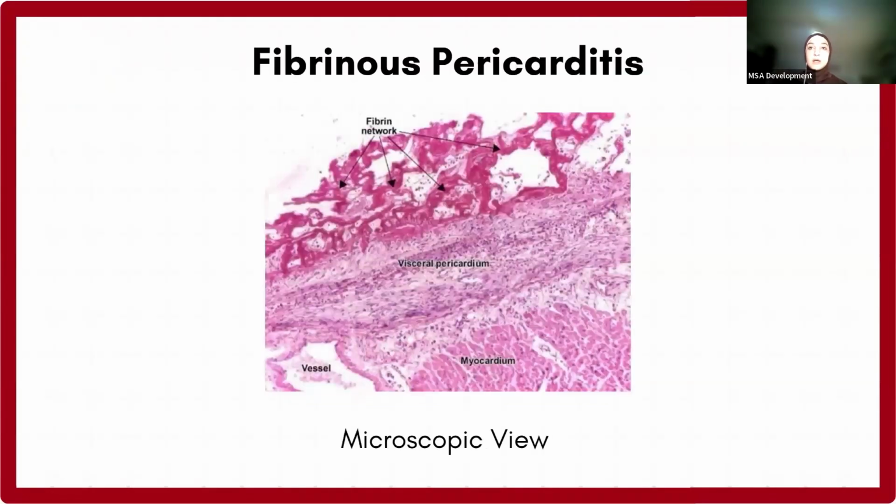In fibrinous pericarditis, under microscopic view, from its name, there's a lot of fibrin. Under the microscope, that can be seen as well. So just keep that in mind.